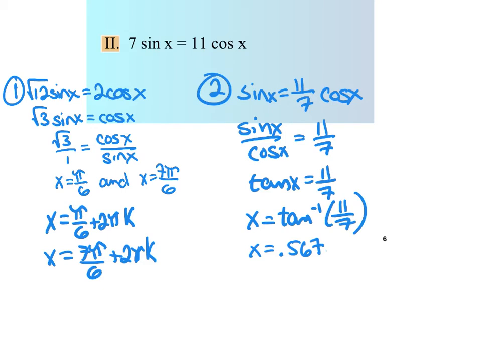And then we know that tangent has a period of pi. So we're just going to say 0.567 plus pi k. Now, I could add pi to 0.567 to get 2 answers, but not necessary in this case. We only need to find 1. If I added pi, it'd be redundant, and I'd get the same as my beginning answer.